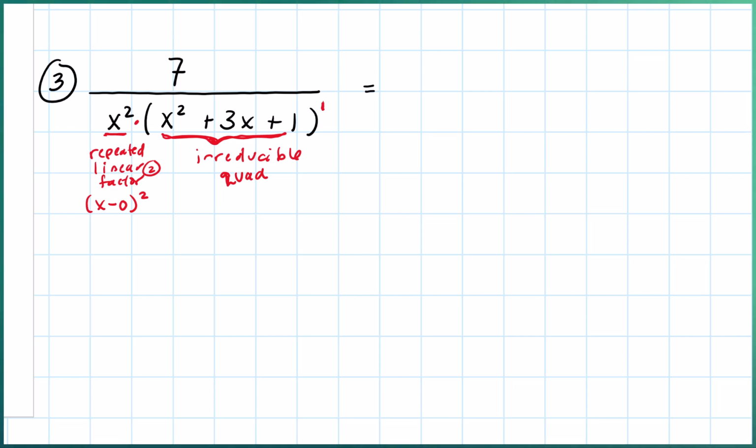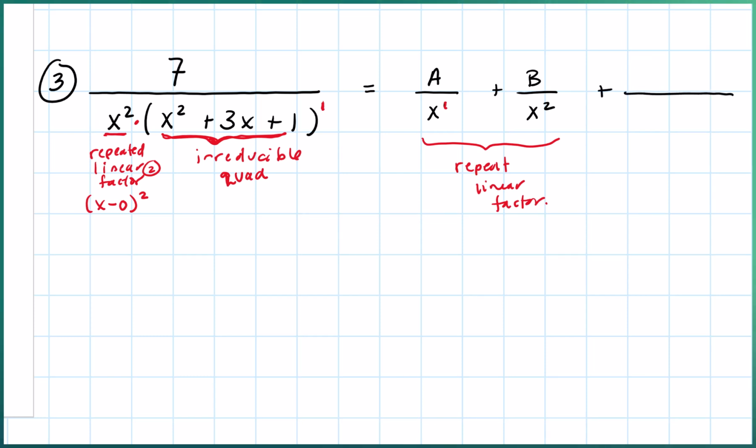So remember, when we have repeated linear factors, we will have A over that linear factor to the first plus B over that linear factor to the second. Each repeated linear factor creates that number of partial fractions. If it's repeated twice, it will create 2 partial fractions. So this was a repeated linear factor, which is why we have those 2 partial fractions, to the first and then to the second power on the bottom. Then we have the quadratic.